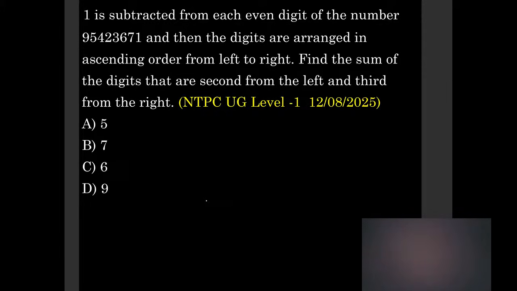So what they are saying is one is subtracted from each even digit of the number. So you should subtract 1 from each even digit. The number given is 9, 5, 4, 2, 3, 6, 7, 1. You should subtract 1 from all the even digits that are visible. Even digits means 4 is even, 2 is even, 6 is even. Whichever is divisible by 2, those are called even numbers.